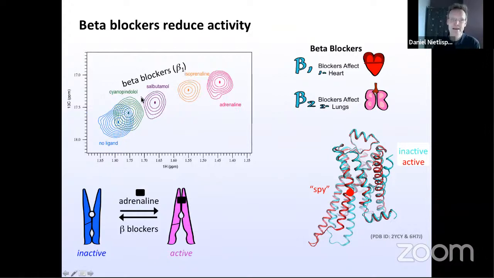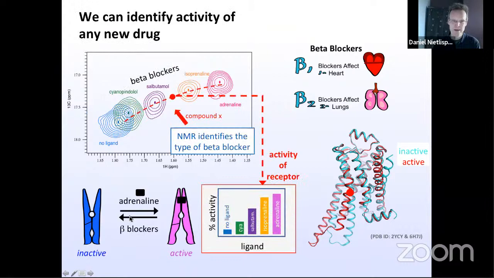And what you can see now is that these beta blockers position themselves in between the two extremes, between the fully active receptor on the right-hand side here, and the unliganded form on the left-hand side. So we know we have an equilibrium between these two forms, and depending on which beta blocker we are binding, we are shifting this equilibrium. In fact, this methodology works so well that we can correlate the position of the peaks of these different beta blockers with the activity of the receptor.